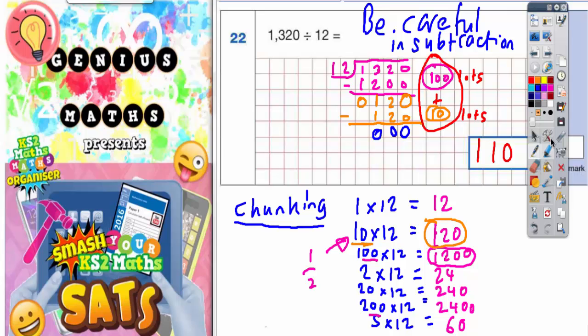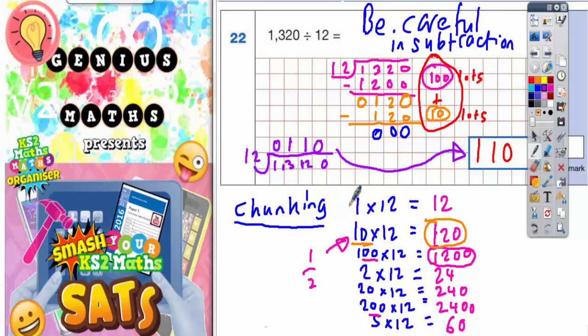There is another way you could have done it. So you could have attempted a bus stop method. So you could have said 12s into 1320. So how many 12s will go into 1? Well, none, because 12 is bigger than 1. You haven't used the 1 yet, so you carry the 1. How many 12s go into 13? That's 1 remainder 1. So now we've got 12 here. So how many 12s go into 12? That's once. And how many 12s go into 0? That's none. So as you can see, 110, we've got the same answer there.